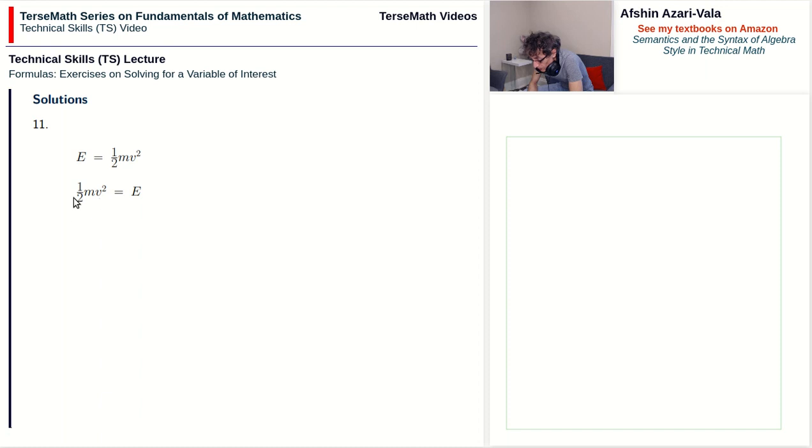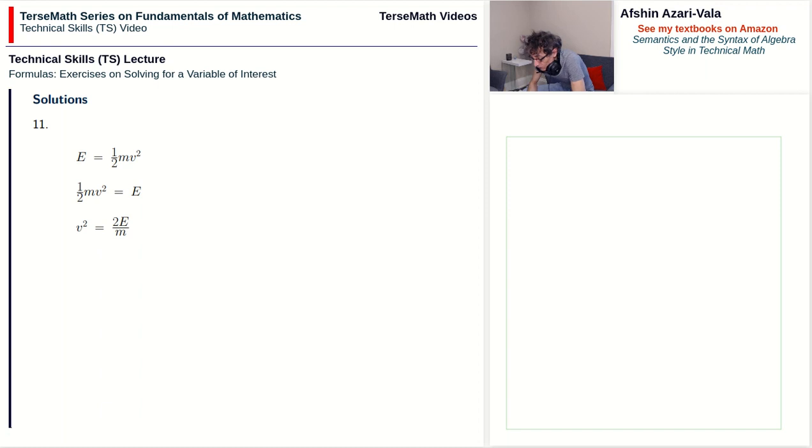that's v squared. 2, which is being divided by, moves up and multiplies. m, which is multiplying it, moves down and divides. And we get v squared equals 2E over m. Now we have solved for the term that contains the unknown and the factor that contains the unknown, and that means that repeating these steps will not give us anything new.